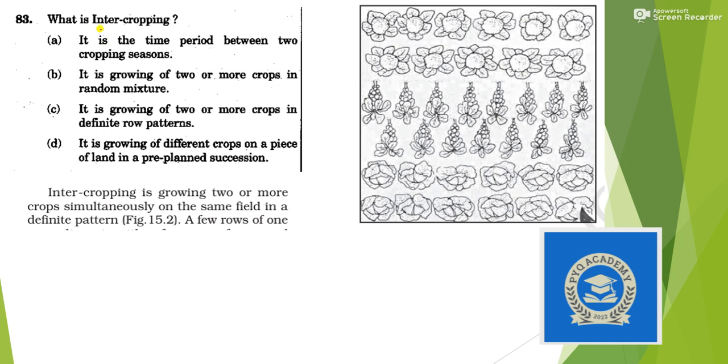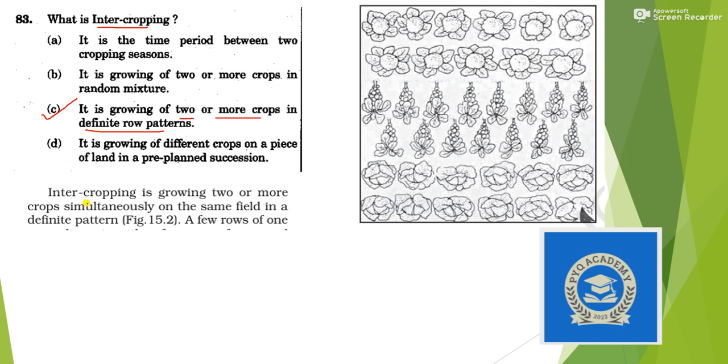Next is intercropping. This question has been asked a number of times. The main trick here is definite row patterns. It is growing two or more crops in a definite row pattern. Here you can see this image I took directly from NCERT. There are different rows and different vegetables are grown in a definite pattern. So this is intercropping. So answer is option C.